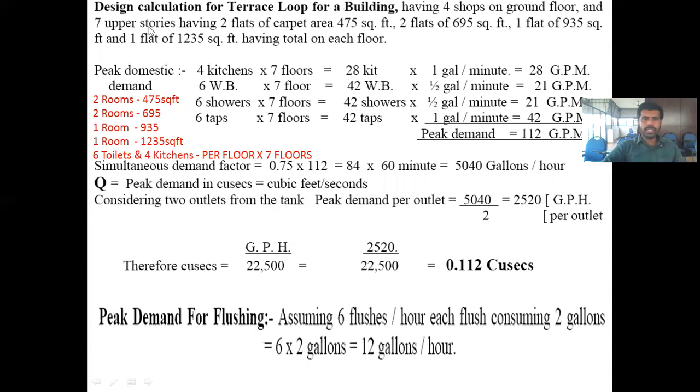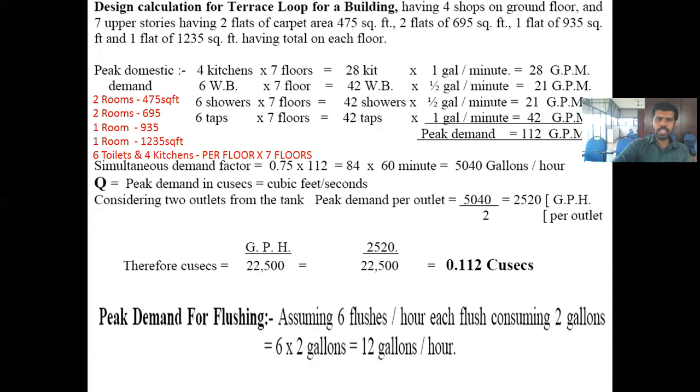So this is the question. Design the calculation of terrace loop for a building having 4 shops on ground and 7 upper stories, having 2 flats of carpet area of 475 square feet, 2 flats of 695 square feet, 1 flat of 935 square feet, and 1 flat of 1235 square feet.